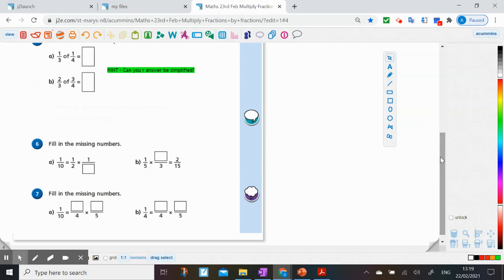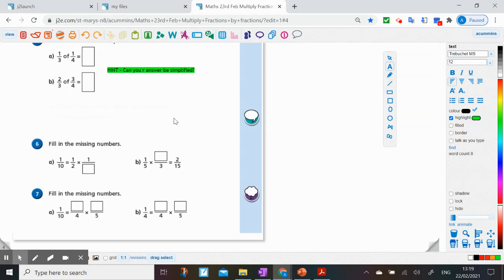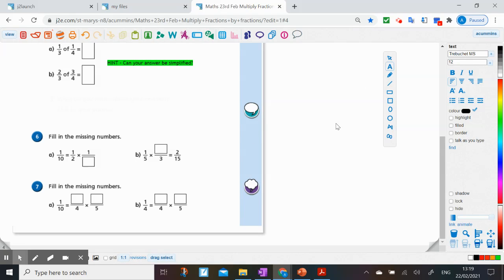Just as it says there with the hint, be on the lookout. Are there any opportunities to simplify your answer? Always be on the lookout for a moment where it needs simplifying or turning back into a mixed number. So you've got some missing number problems here for question 6. So a tenth is the same as a half times a what? I think we just did that one, you might remember, with the area model. And then we've got this one, 1/5 times some thirds becomes 2/15. So you can try and solve that one.